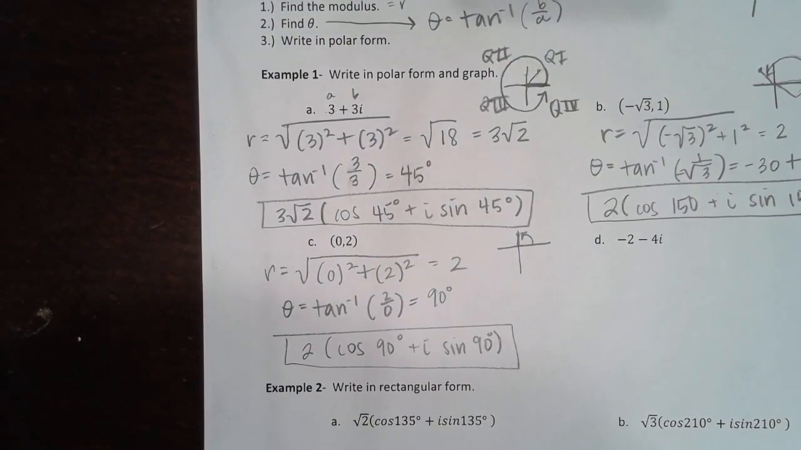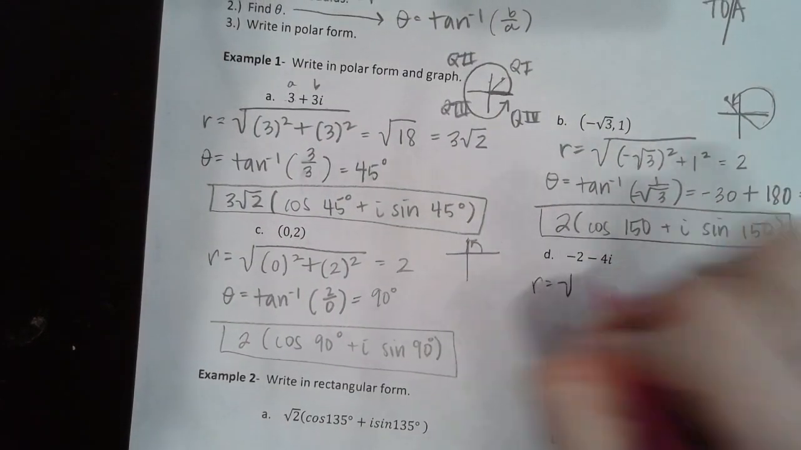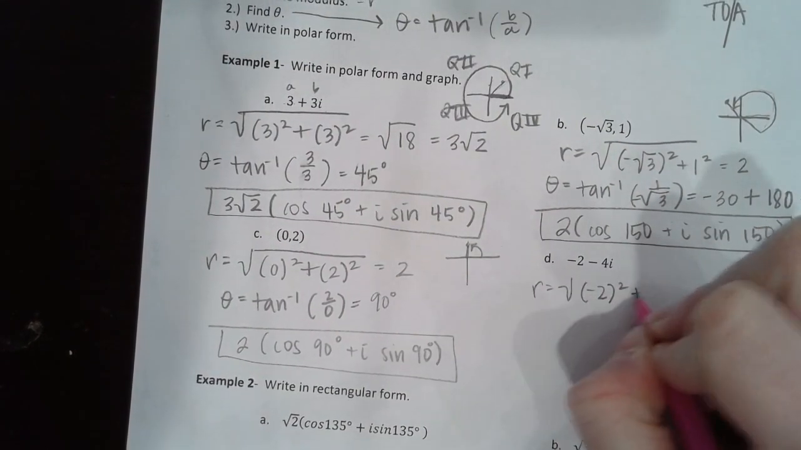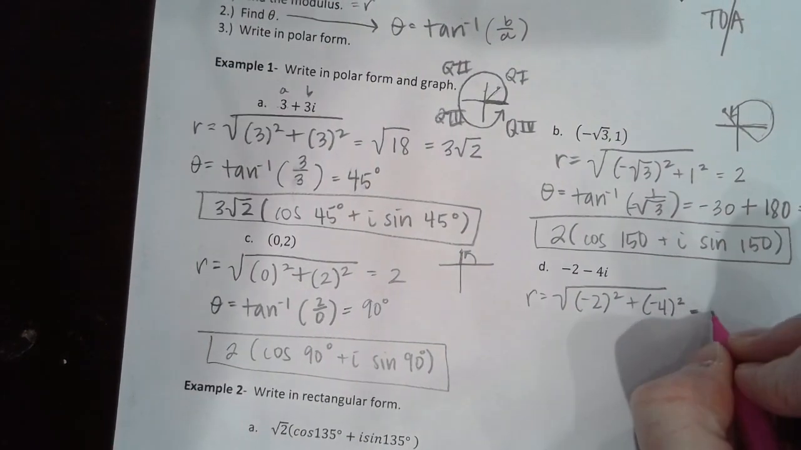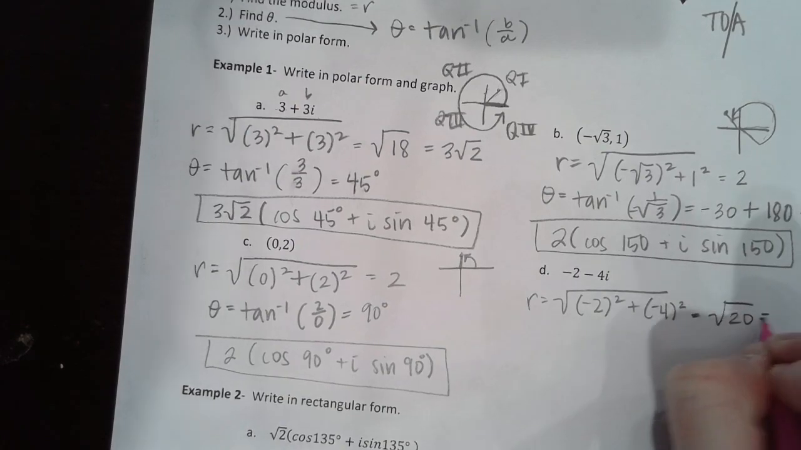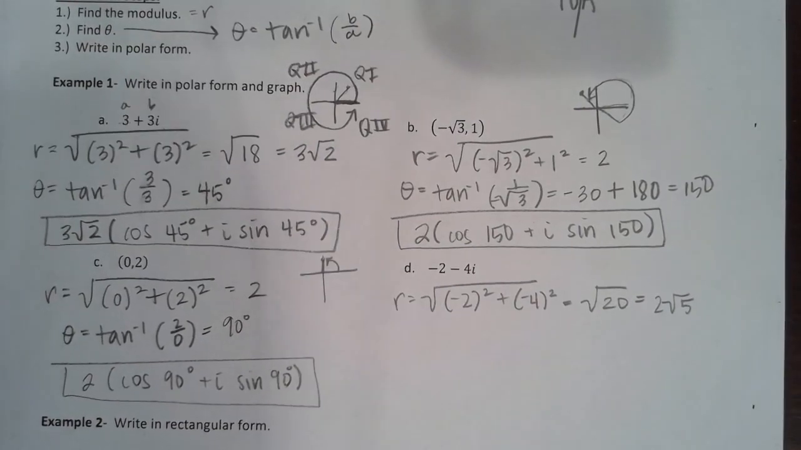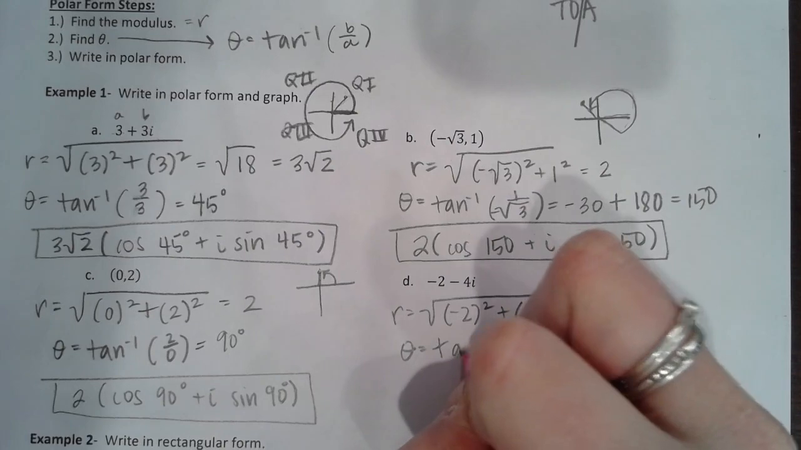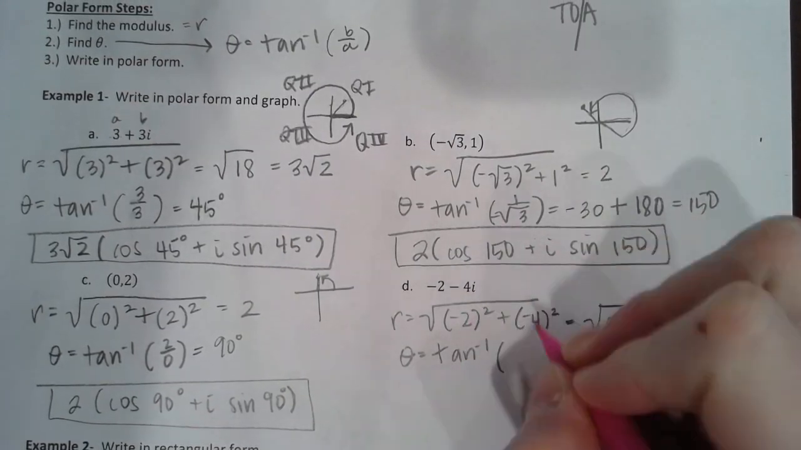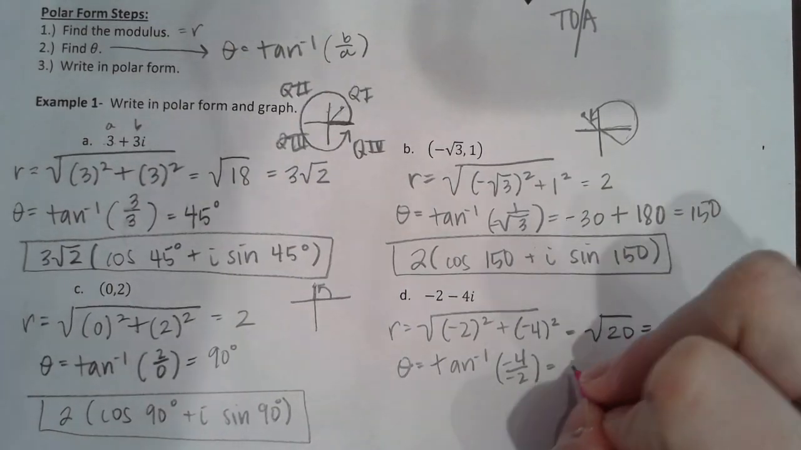Okay, on D, we start with our r, so we're going to take the square root of negative 2 squared and negative 4 squared. And when we do that, we get 20. And if we reduce this, we get 2 root 5. Okay, now we need to figure out our inverse, or our theta. So we have negative 4 over negative 2. And when we plug that in the calculator, we get 63 degrees.